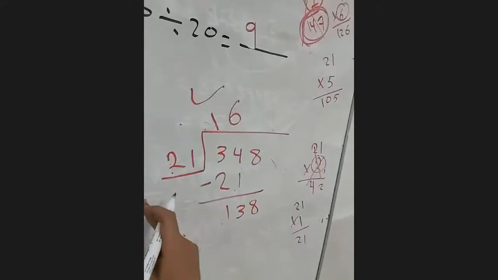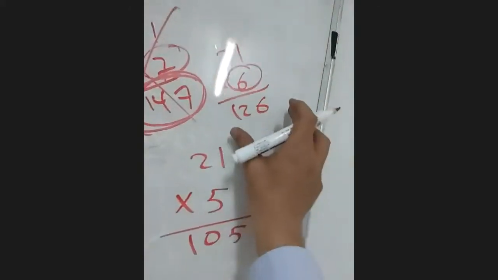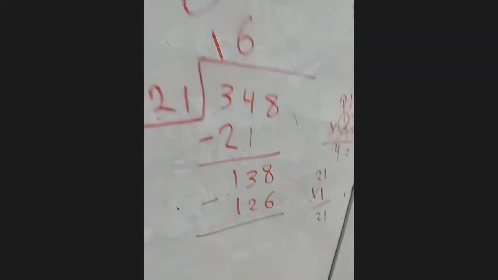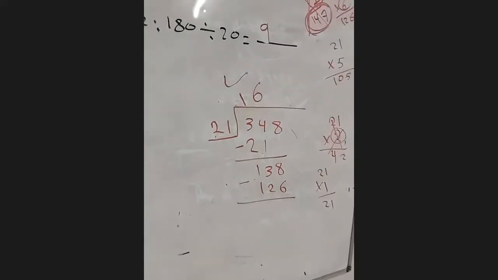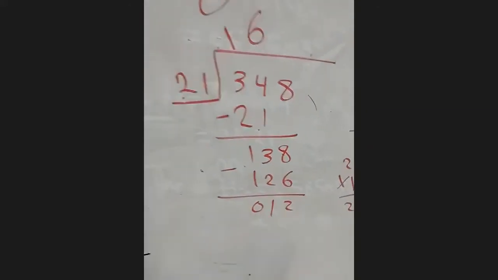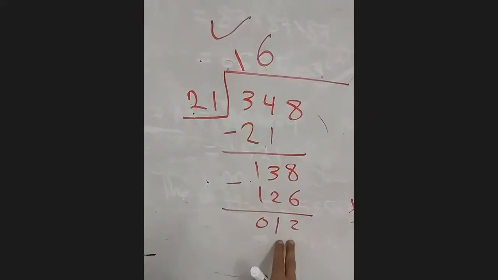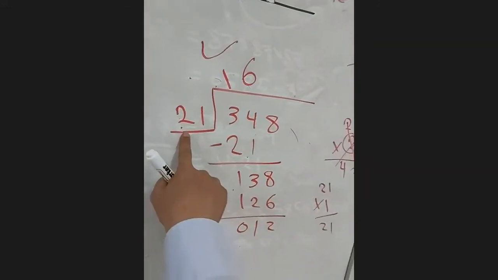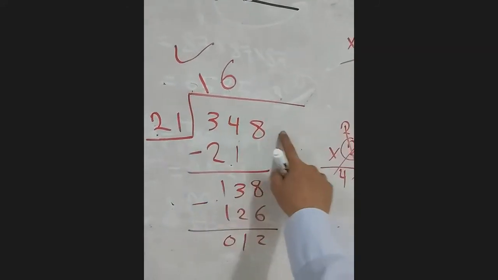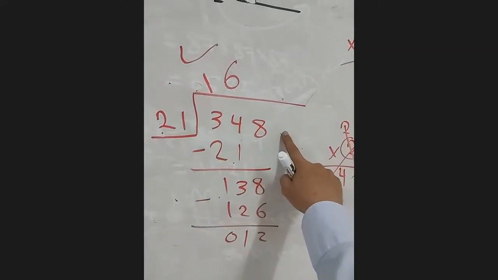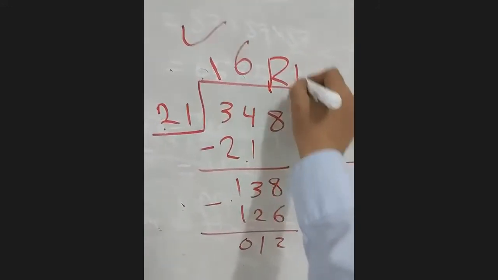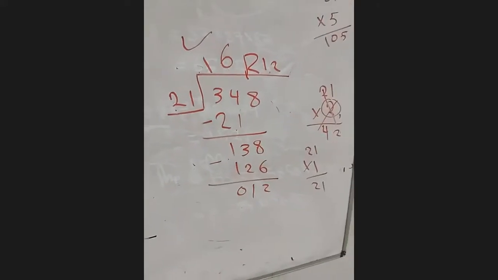6 multiply 21, don't do it again, you did it here: 126, right? Now subtract. 8 minus 6 is 2, 3 minus 2 is 1, 1 minus 1 is 0. We are done. 12 is less than 21. Do we have other numbers here? No. Then the answer is 16 with remainder 12. Got it?